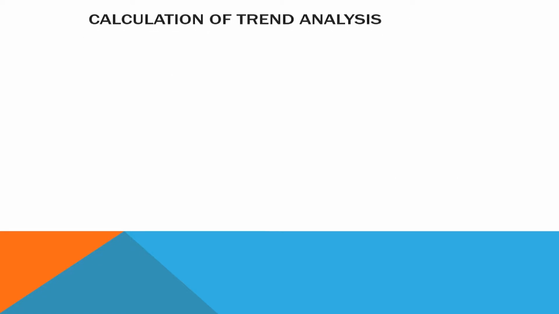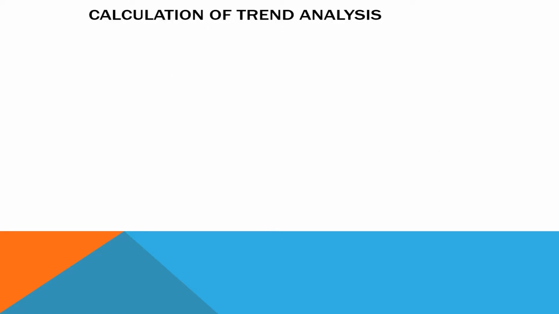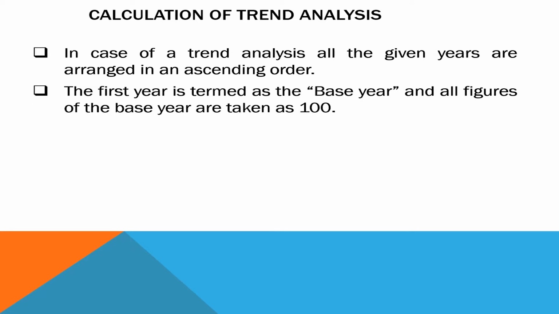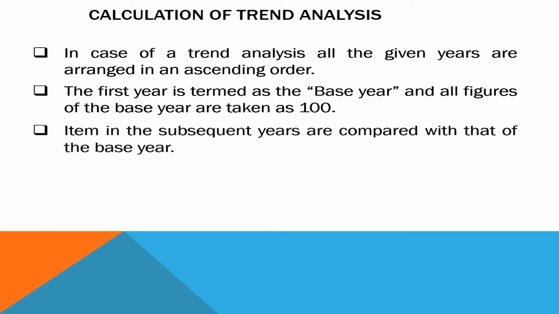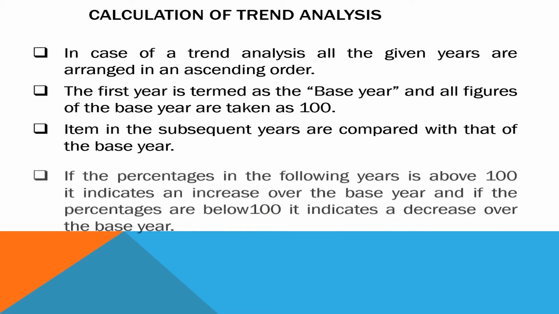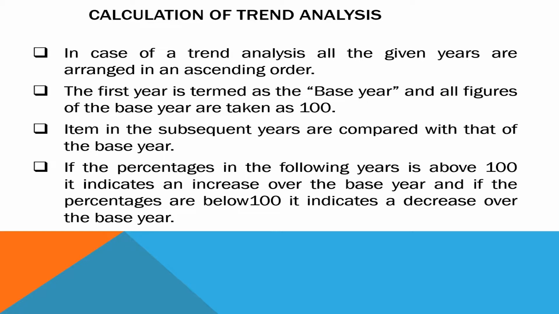Now, how do we calculate trend analysis? In case of a trend analysis, all the given years are arranged in an ascending order. The first year is termed as the base year, and all the figures of the base year are taken as 100. Items in the subsequent years are compared with that of the base year. If the percentages in the following years are above 100, it indicates an increase over the base year, and if the percentages are below 100, it indicates a decrease over the base year.